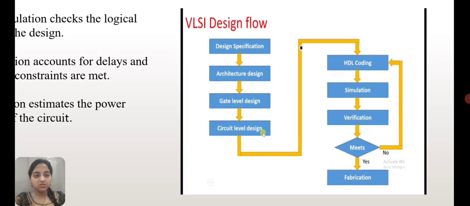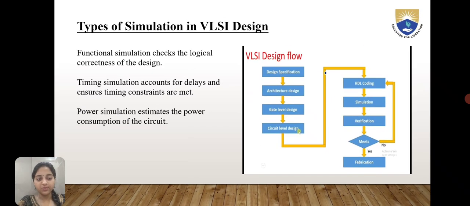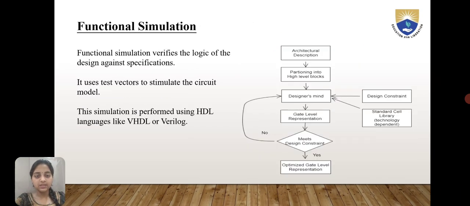Design specification first. Second is the architecture design, then the gate level design, then the circuit level design, and coming to the HDL coding, then the simulation and verification. If it meets, yes, it will go to fabrication. If no, again it will go to the HDL coding, and this process will continue until it meets yes for the fabrication. This is the VLSI design flow.